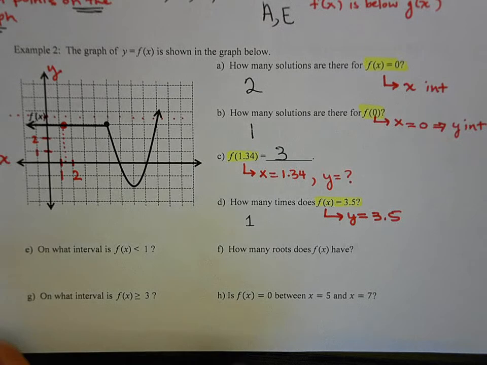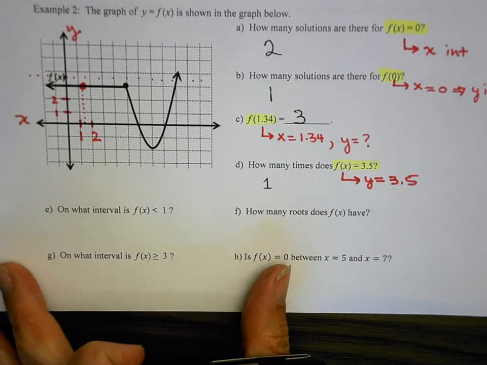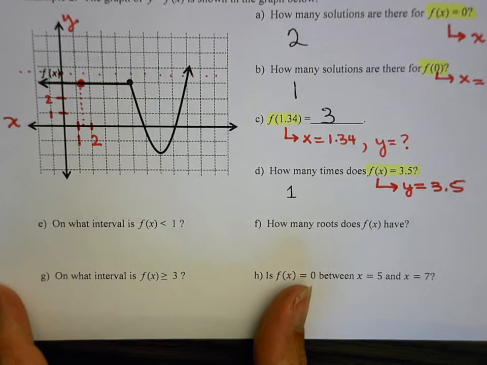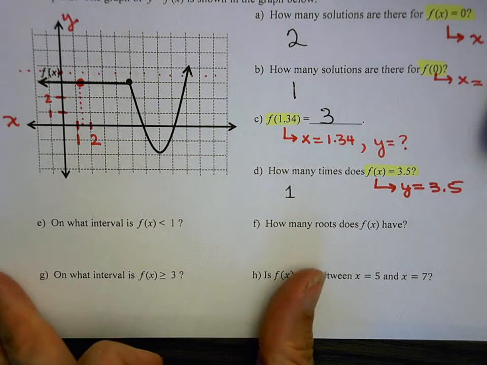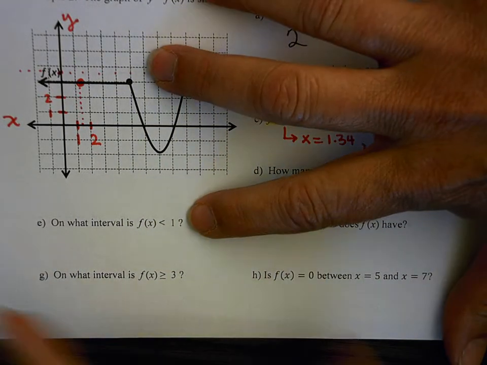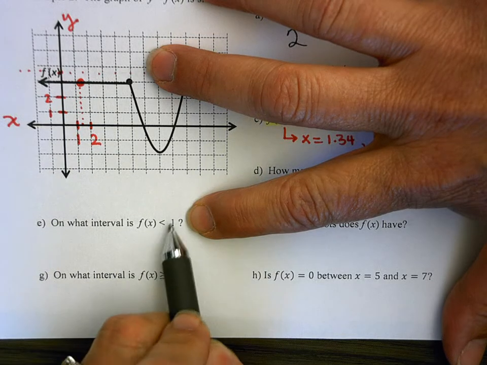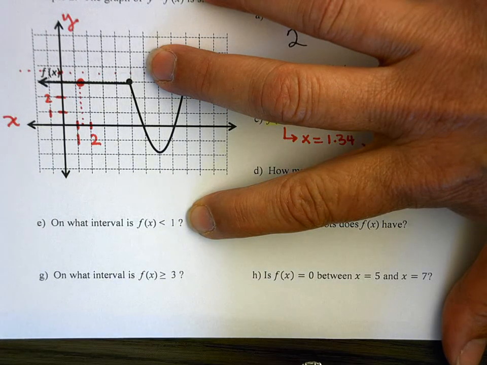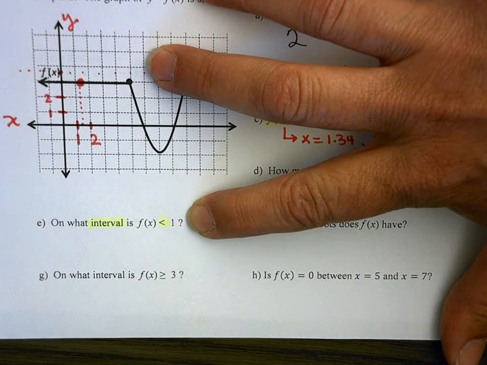All right, and then for part E, they want to know on what interval is f of x less than 1. This should have maybe said an open interval, but they didn't clarify, so we're going to try to answer both ways. Because it's strictly less than, that's going to help us decide that it's probably an open interval as well.